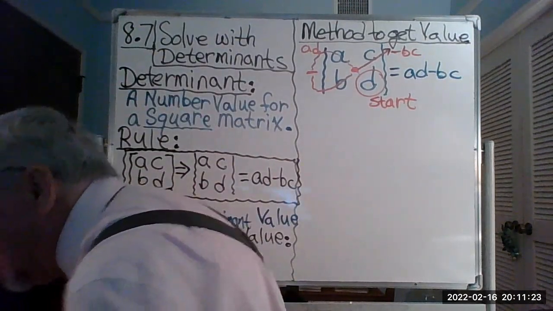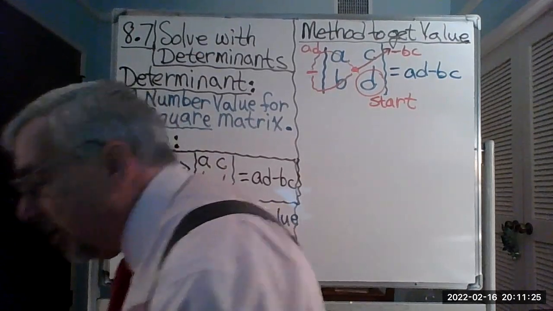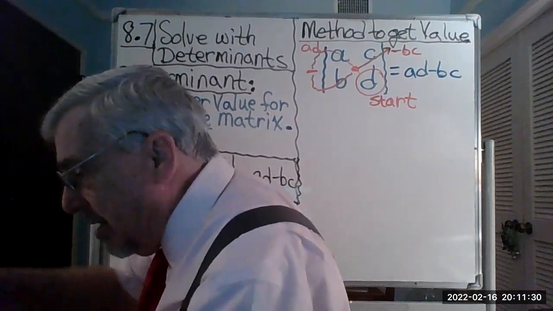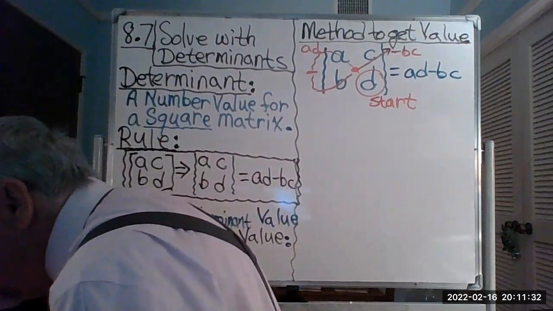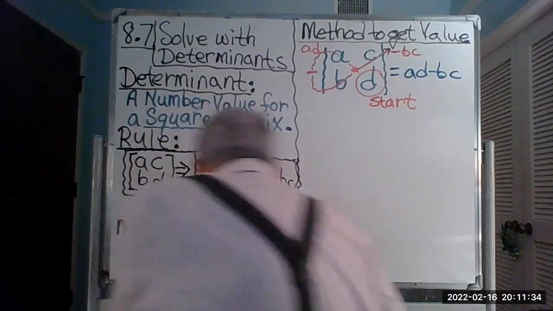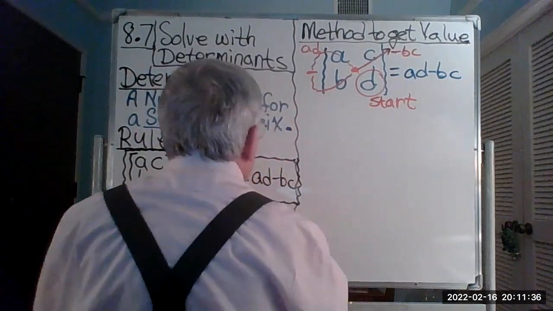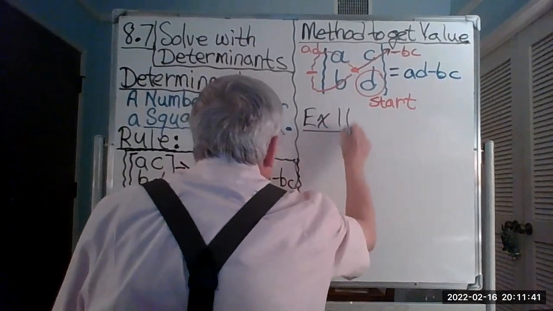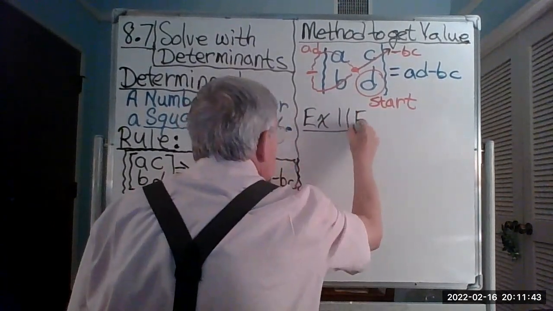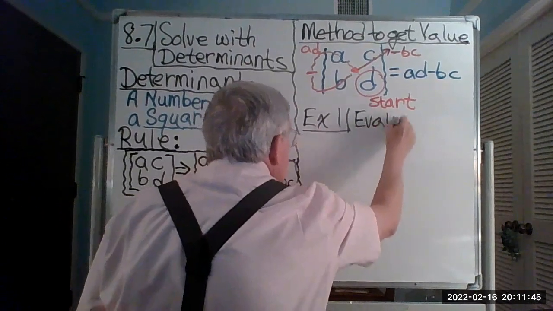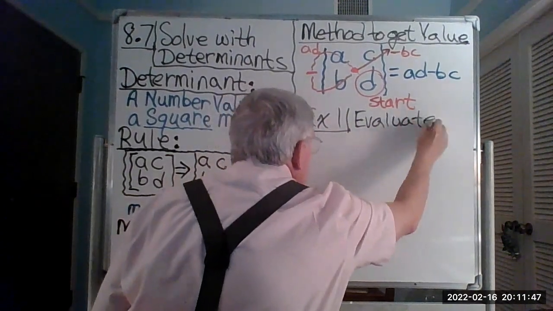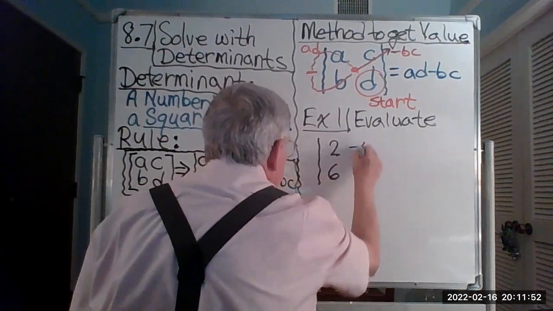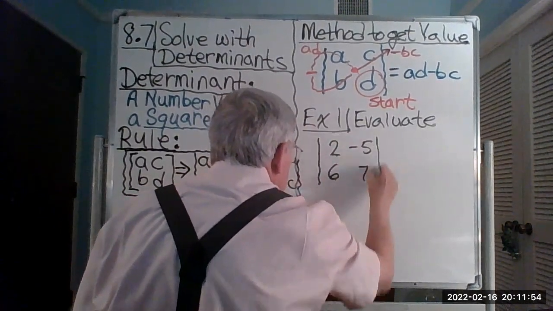Okay, so let me give you example 1 here. Make sure I have the right example. 2, 6, minus 5, 7. Is that right? 2, 6, minus 5, 7. Okay. So example 1. So we're going to evaluate this determinant. 2, 6, minus 5, 7.